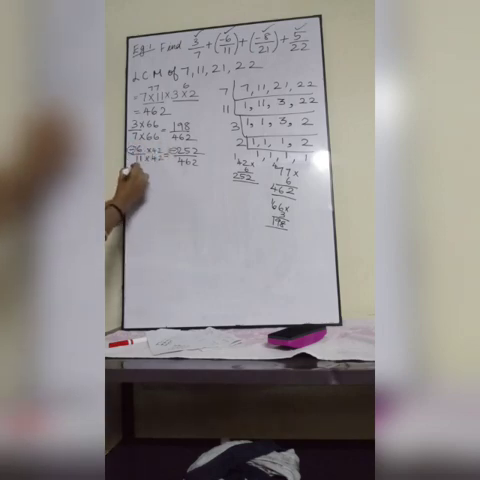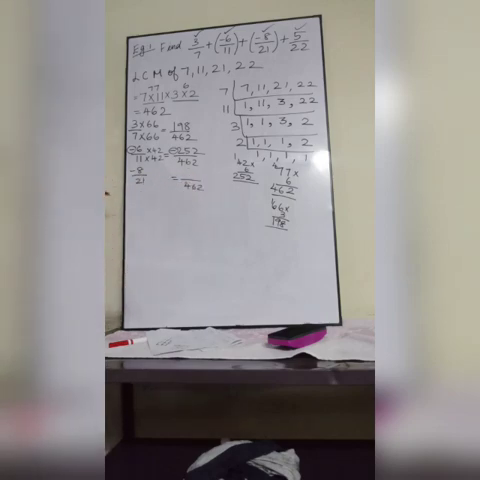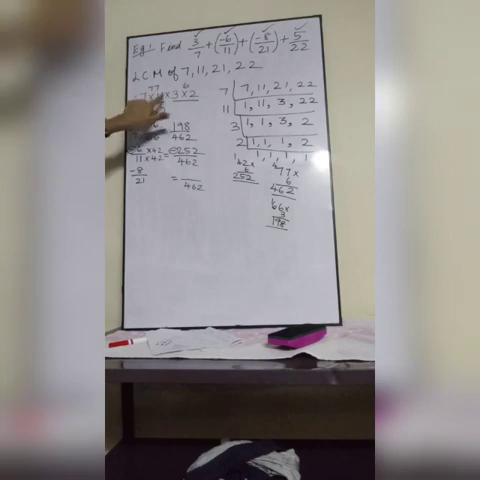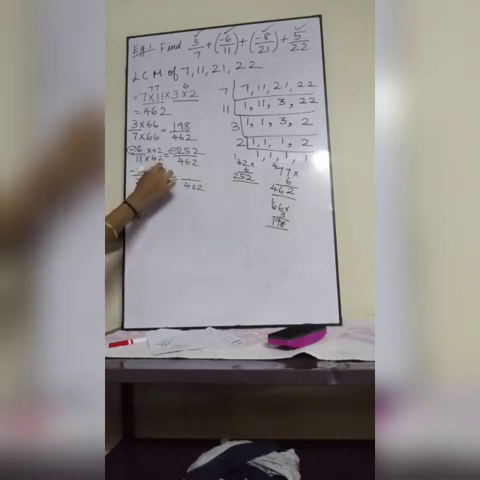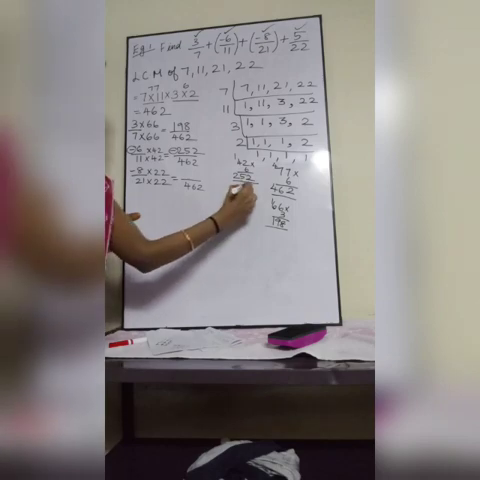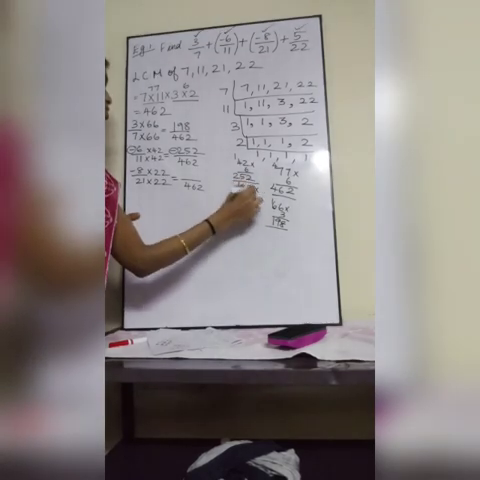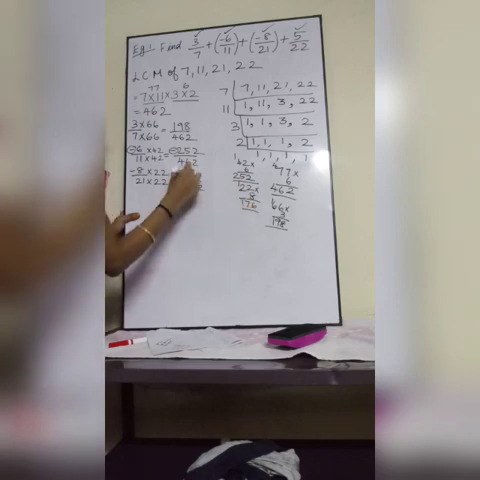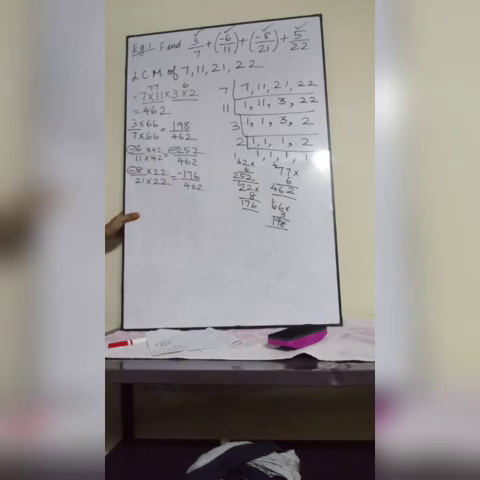Okay. Next, minus 8 by 21 equal to 462. So 21, 7 into 3, 21. Remaining is 11 into 2. So 21 into 22, if you multiply, you will get 462. Next, if you multiply here also by 22, what will be your answer? 22 into 8. 8 twos are 16, 1. 8 twos are 16, 17. 176. Minus is there here, so I am going to write minus here.